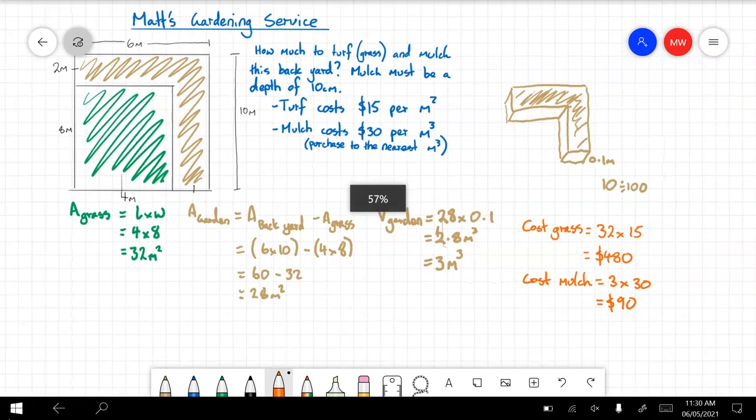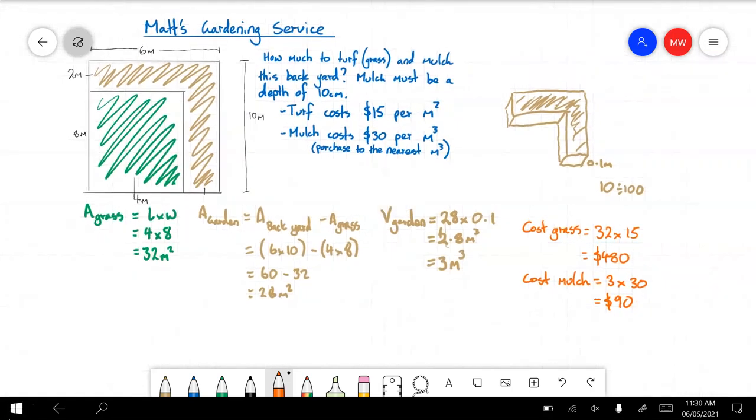So if the question was to ask it, the total cost to landscape this backyard would be $480 for the turf and $90 for the mulch, which would work out to be $570 altogether.